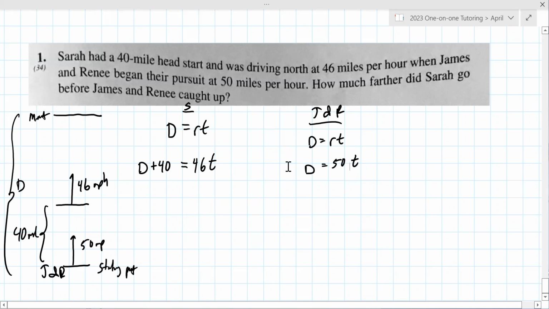All right. And we in principle can solve this because we've got two variables and two equations. So to do that, we'll combine them. That's typically the approach here. 50T plus 40 equals 46T.